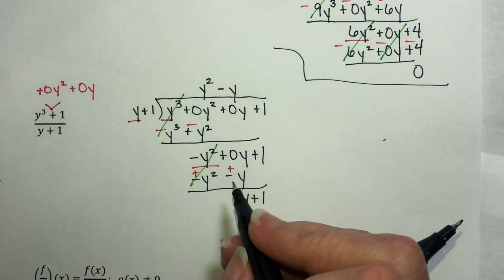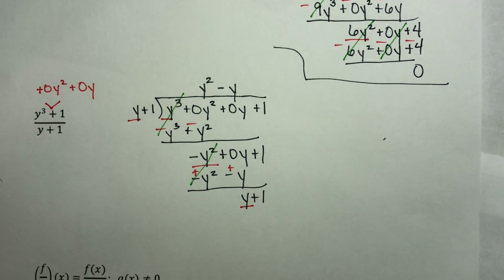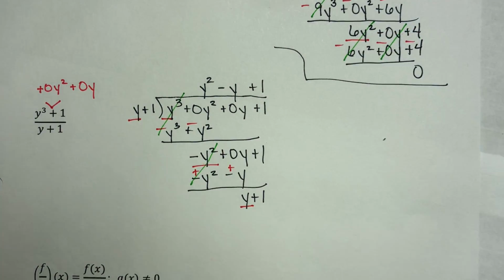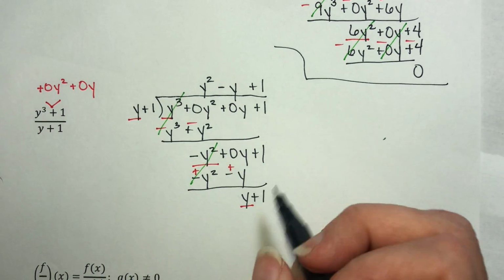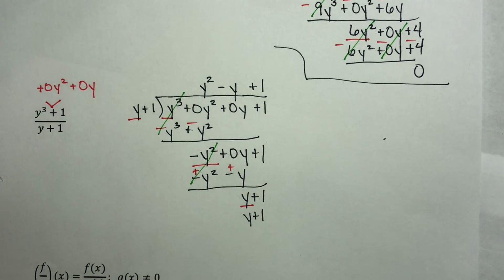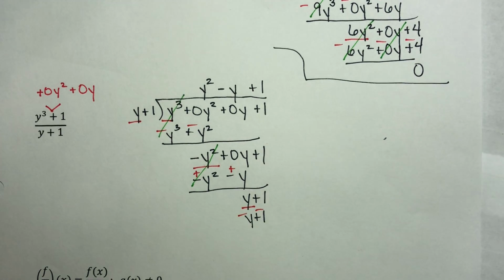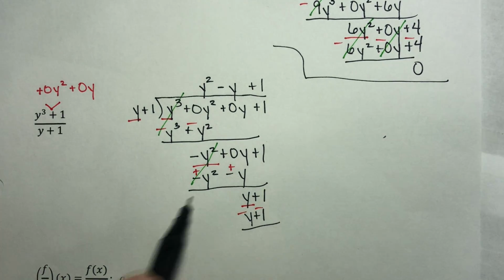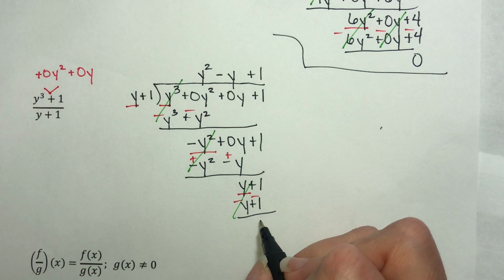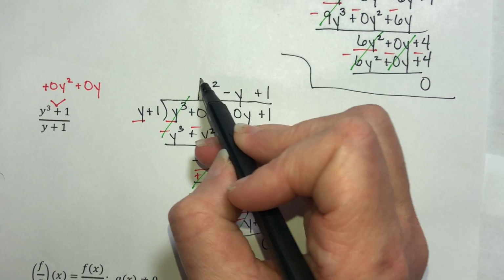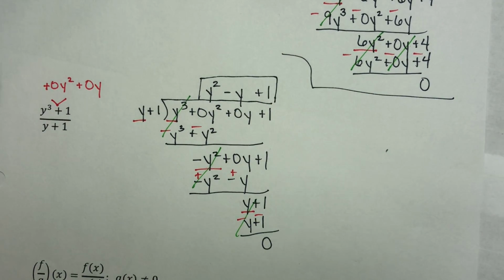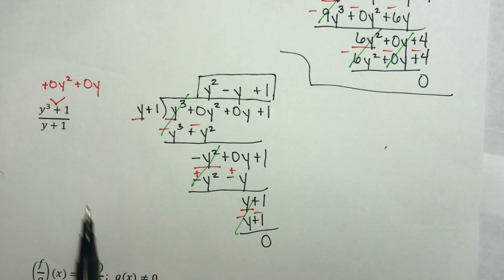I want my y to become a y. Now those are exactly the same, so I'm going to multiply it by a 1. Distribute the 1, you get y plus 1. Change your signs, and everything cancels out again, and you get a remainder of 0. So y squared minus y plus 1 is the answer to this division problem.